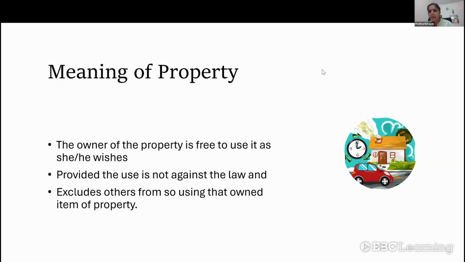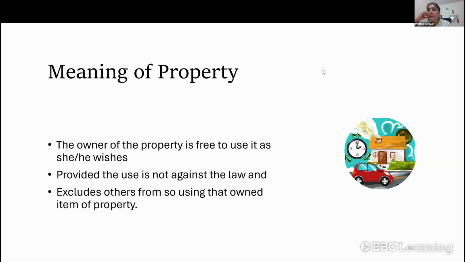Now, even if you say owner, possessor, or whatsoever it is, should be free to use it as he or she wishes. Is this unfettered? Is it unlimited freedom? No, not really. Provided the use is not against the law. Suppose an office space is given to me for lease, I should not be using it for pirating software, isn't it? So, provided the use is not against the law, and it excludes others from so using that owned item or property.